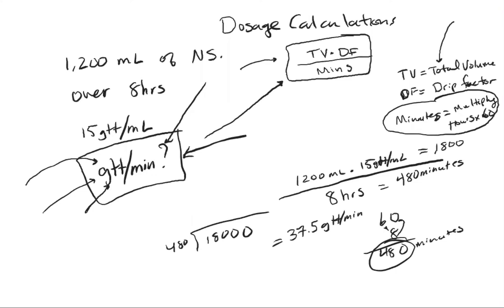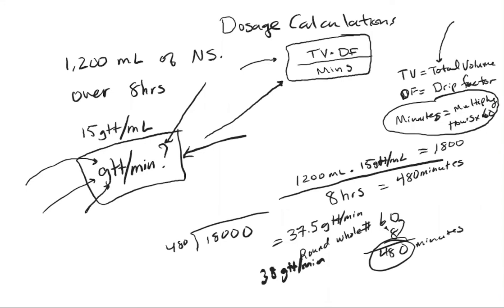Okay, good. Now, what you have to understand is that you can't give half of a drop. So you can always round to the nearest whole number when it comes to drops per minute. So this becomes 38 drops per minute. Does that make sense, sir?